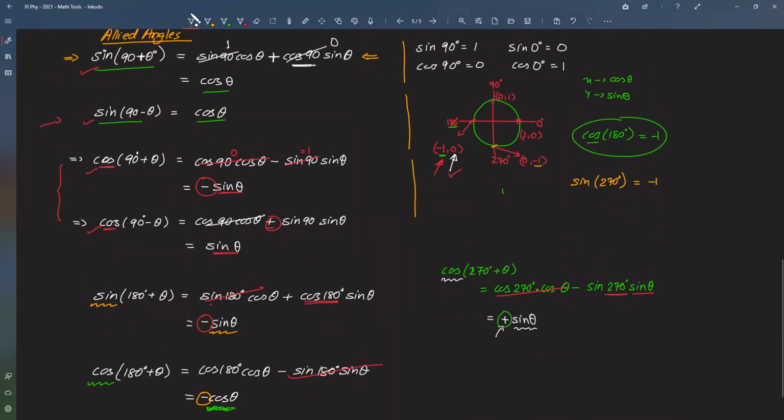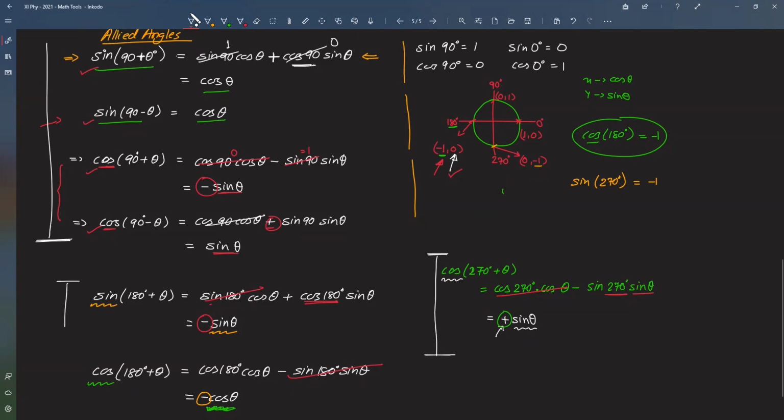Let's analyze. There are two things. When is the ratio changing from sine to cos and cos to sine? And when is the sign negative or positive? First, let's see when the ratio is changing. The ratio changes when it was this, that is 90 plus or minus theta, or when it was this, that is 270 plus or minus theta.